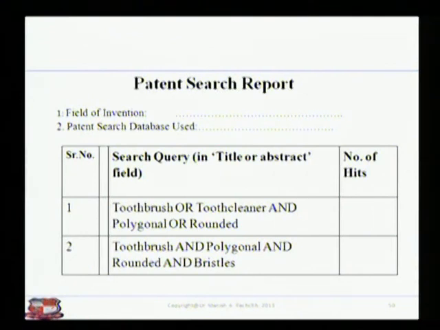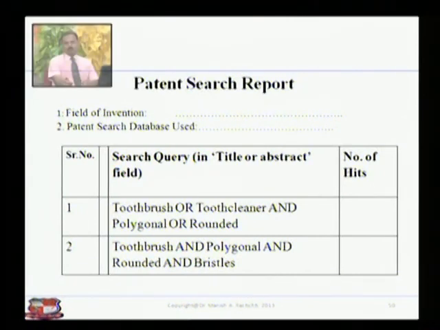So first is the field of invention, that is, our invention belongs to toothbrush currently. Patent search database used: currently we have used the EPO database, that we have to write. Then we have to prepare the different search strings that we have used, like toothbrush or tooth cleaner and polygonal or rounded, etc. Different combinations that we have used, and the number of hits, that means the number of patents available in this database. Initially we used only toothbrush as a keyword, and we get more than 24,000. So that number we have to write.